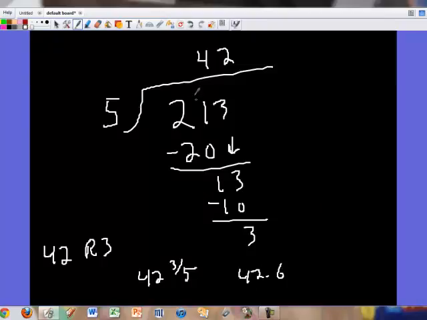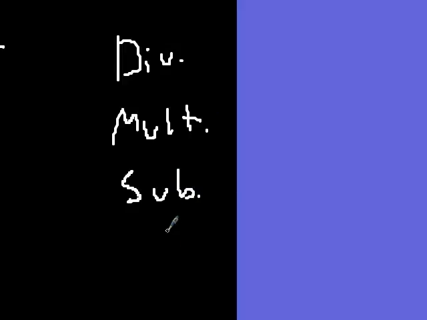Now, your steps here were to divide, multiply, subtract, bring down. Divide, multiply, subtract, and then bring down. And we repeated that. And you repeat it as many times as you need to until you cannot divide anything anymore.